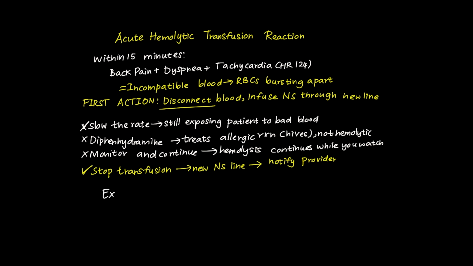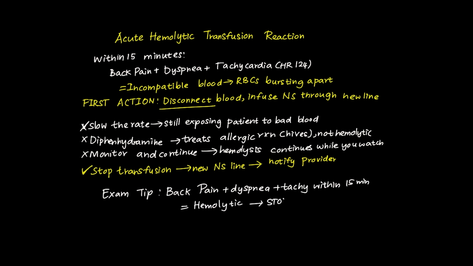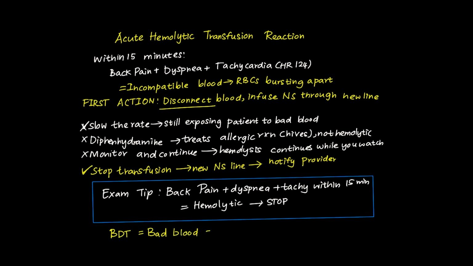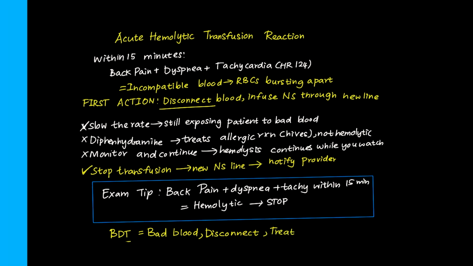Here's a WGU D454 OA exam tip for you. Back pain plus dyspnea plus tachycardia within 15 minutes of transfusion start equals acute hemolytic reaction. Stop the blood immediately. The timing is the clue. Hemolytic reactions happen fast. Recall hook: back pain during transfusion means bad blood, stop it. BDT: bad blood, disconnect, treat.